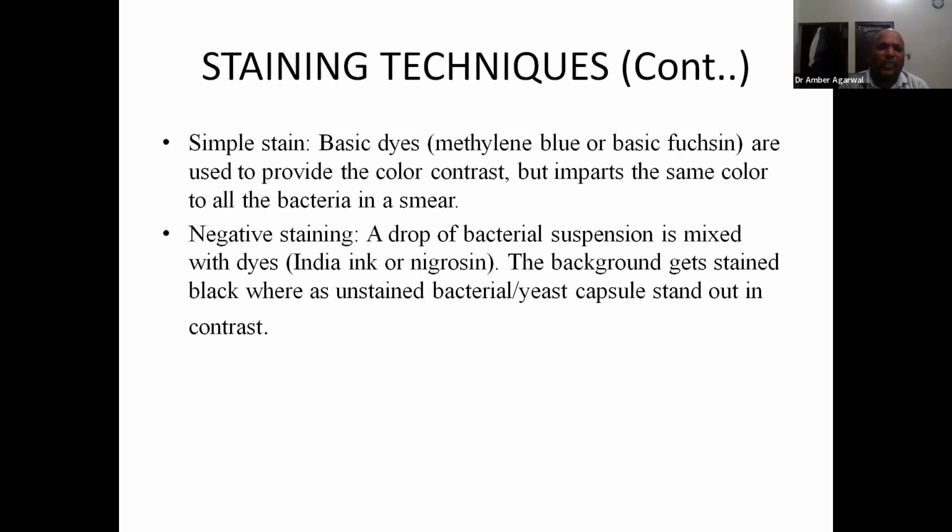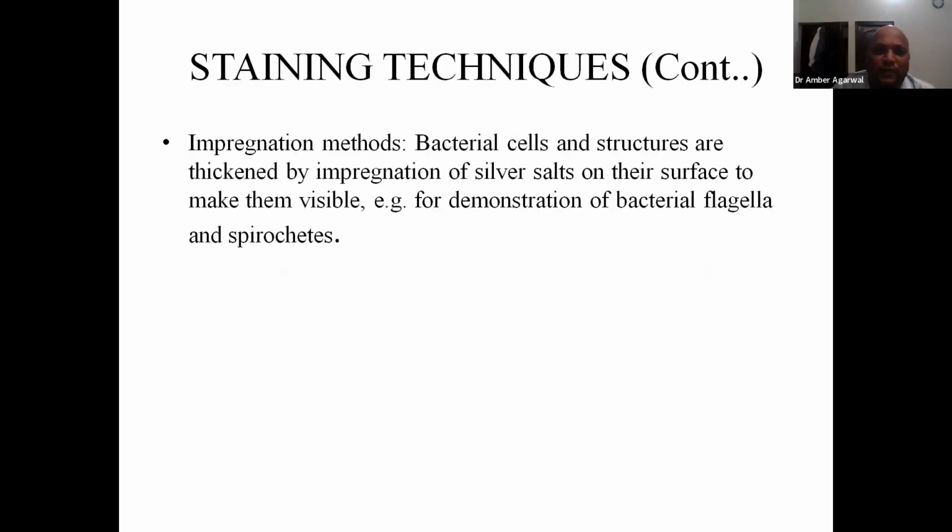Negative stain: in negative stain, the background is colored and not the bacteria or fungus itself. A very common example of negative stain is for Cryptococcus, which is used in cryptococcal meningitis. The background gets stained and you can see or visualize the capsule.